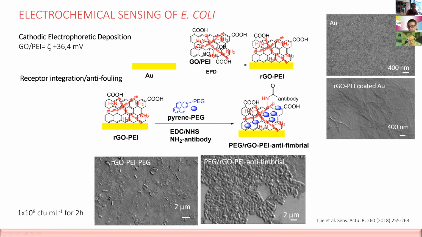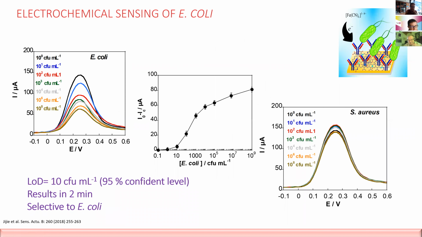now on the top, we put an antibody against the E. coli, in this case an anti-Fimbria E. coli, and you see E. coli bacteria stick very nicely to the surface. So is this sticking to the surface now correlated to sensing? And yes, and this is what you see here.